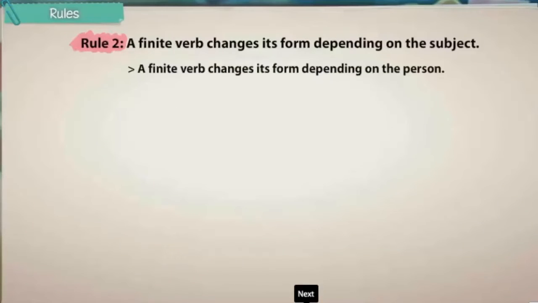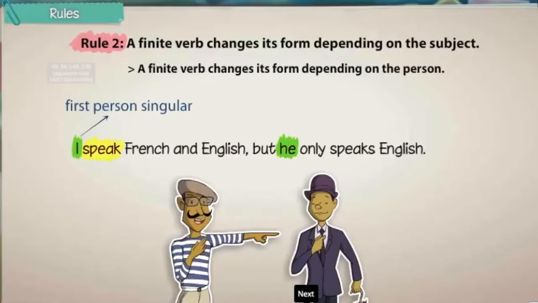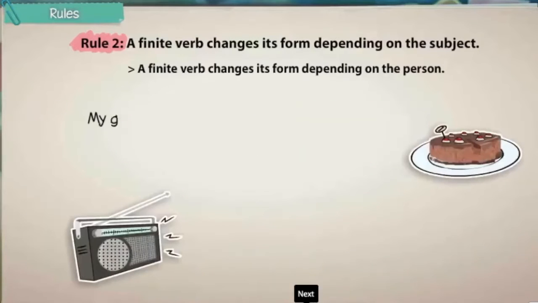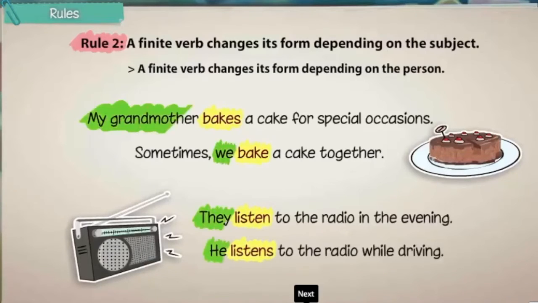I speak French and English, but he only speaks English. I and he are first person singular and third person singular. My grandmother bakes a cake for special occasions. Sometimes we bake a cake together. They listen to the radio in the evening. He listens to the radio while driving.